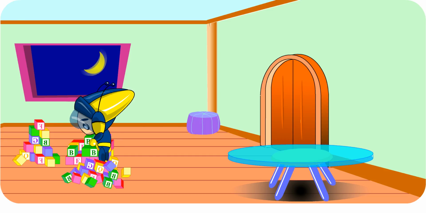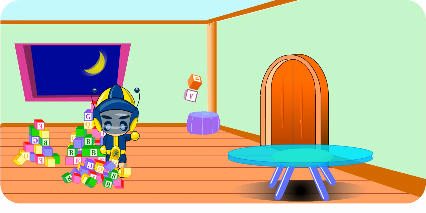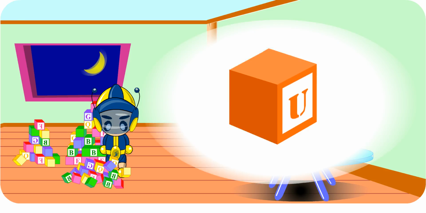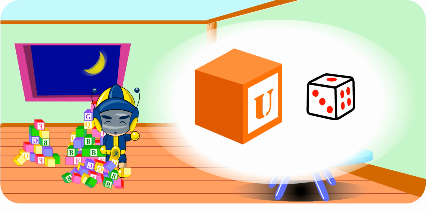Turbo Boy, are you playing with cubes? Cubes? What are cubes, teacher? These are called cubes. The edges of each cube are equal. Teacher, is this dice a cube too? Yes, it is. This is because it also has equal edges, but the dice is smaller than the wooden block.